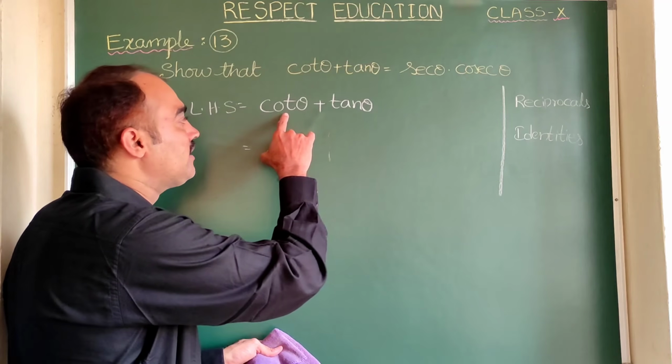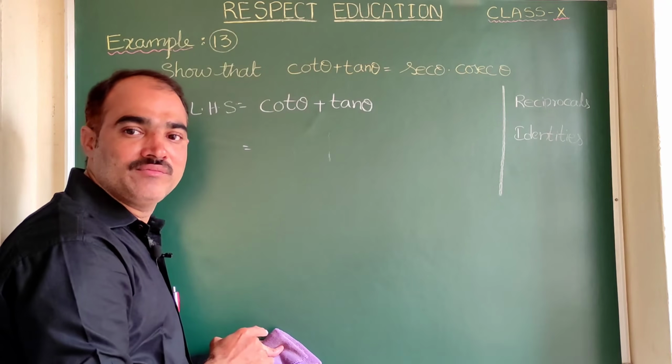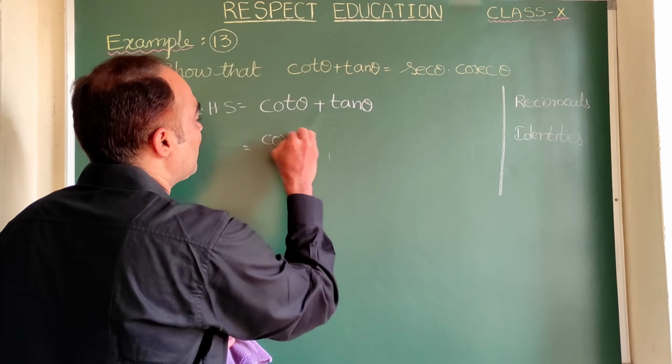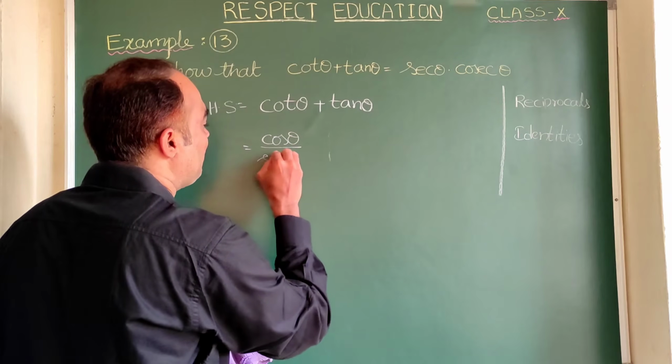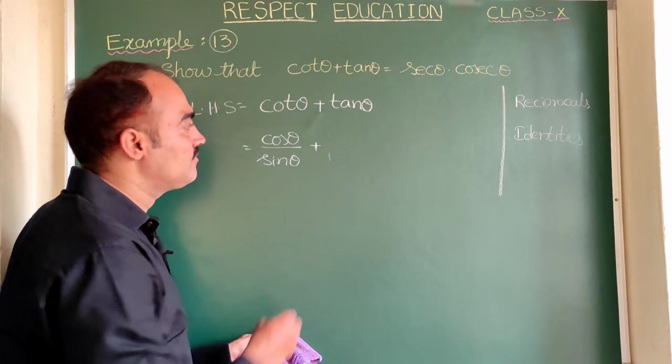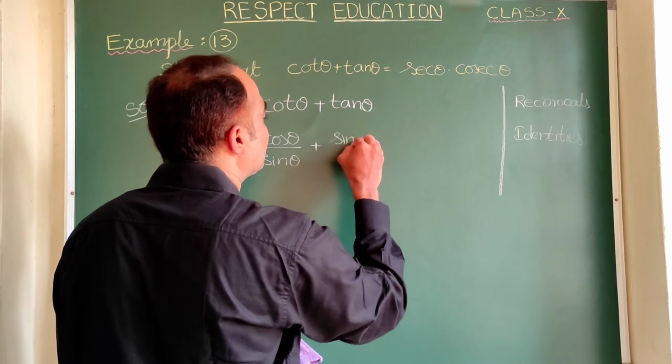What is the formula of cot theta in terms of sin theta and cos theta? Cos theta by sin theta. Yes, cot theta can be written as cos theta by sin theta. In the same way, what is tan theta? Sin theta by cos theta.